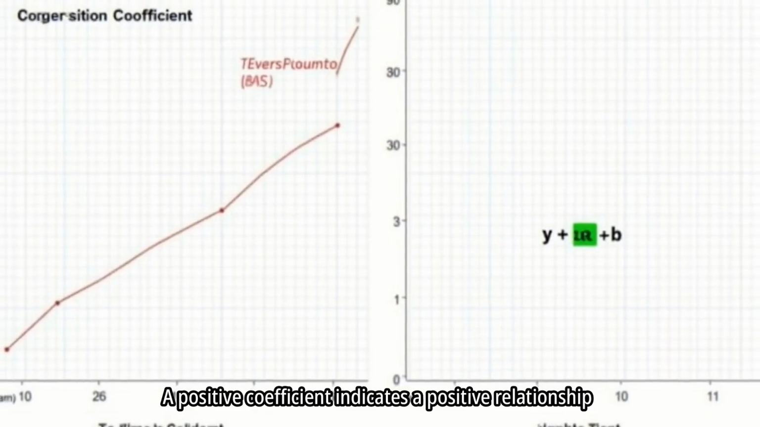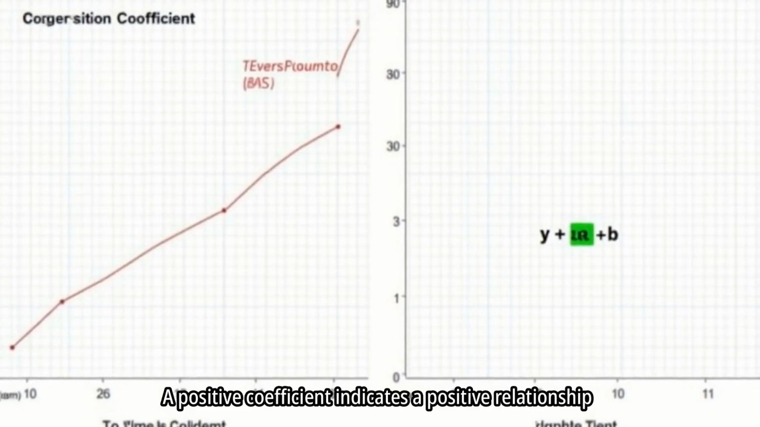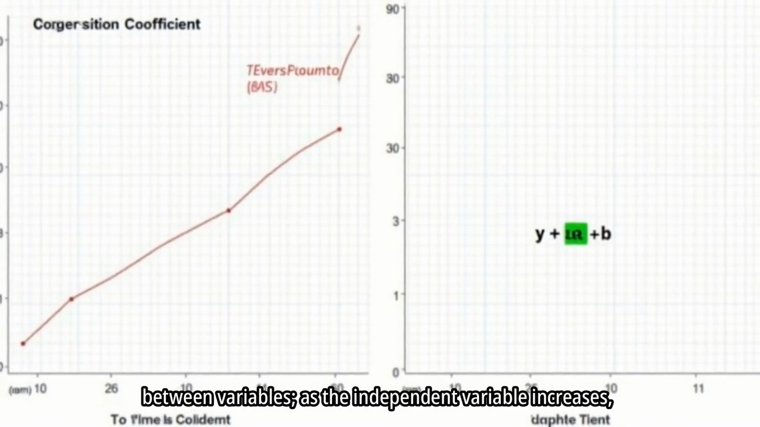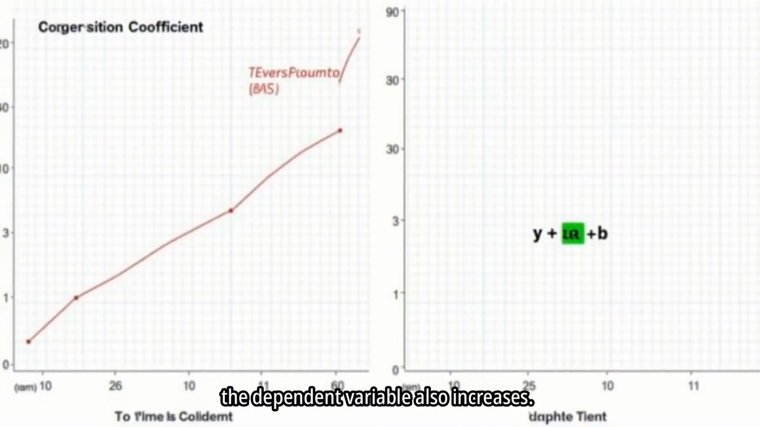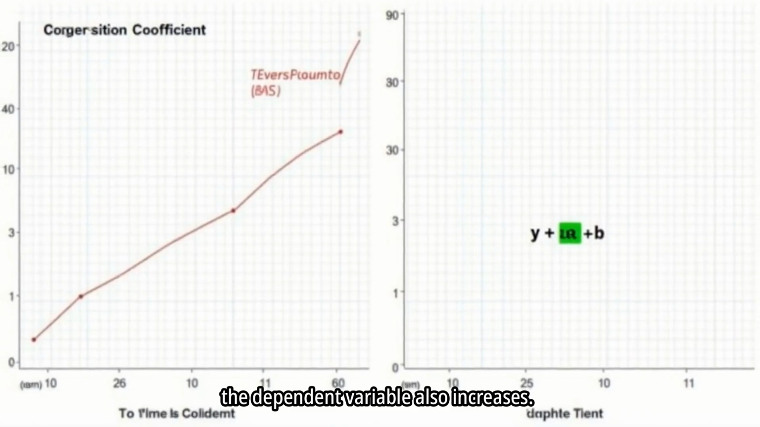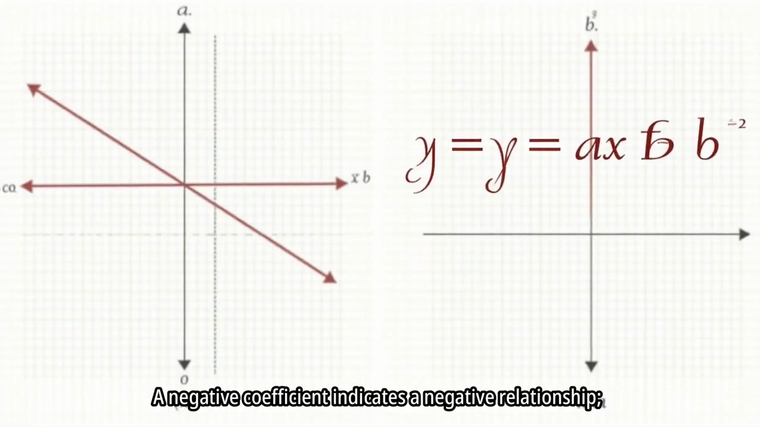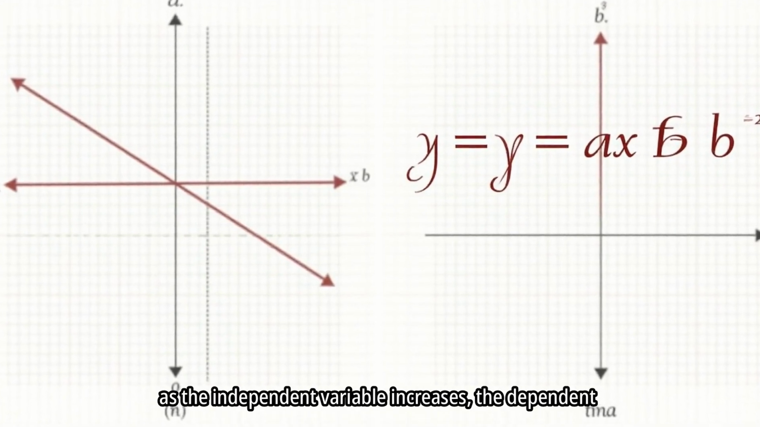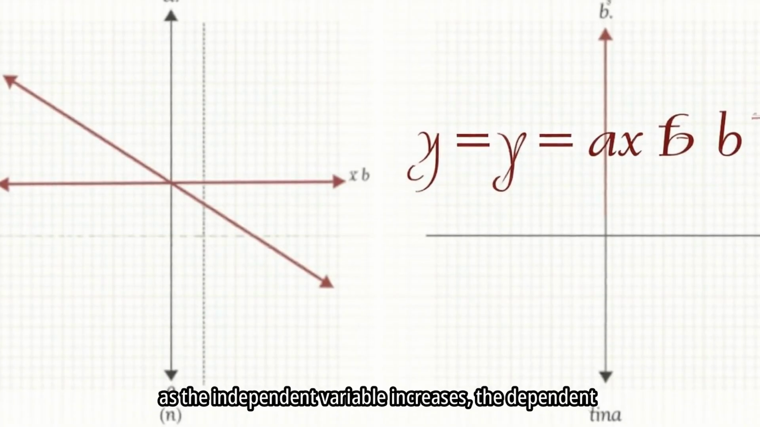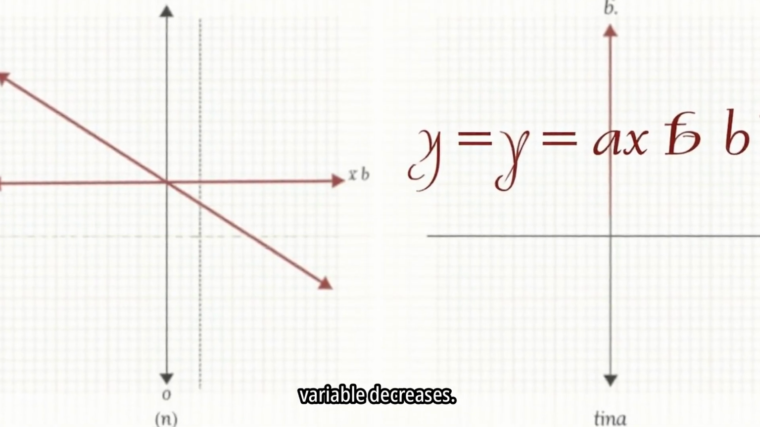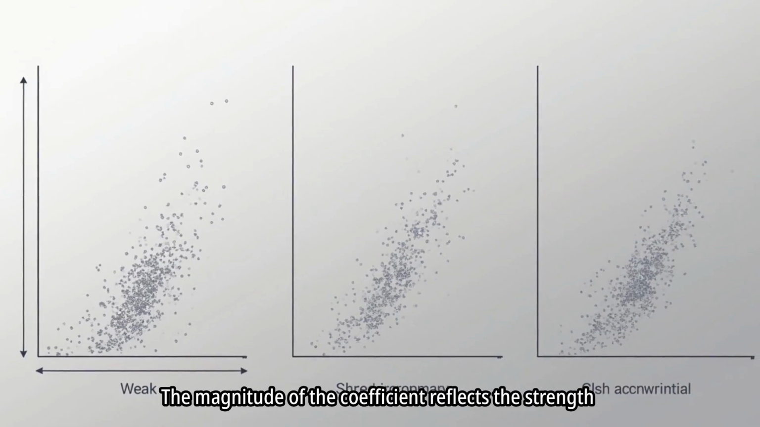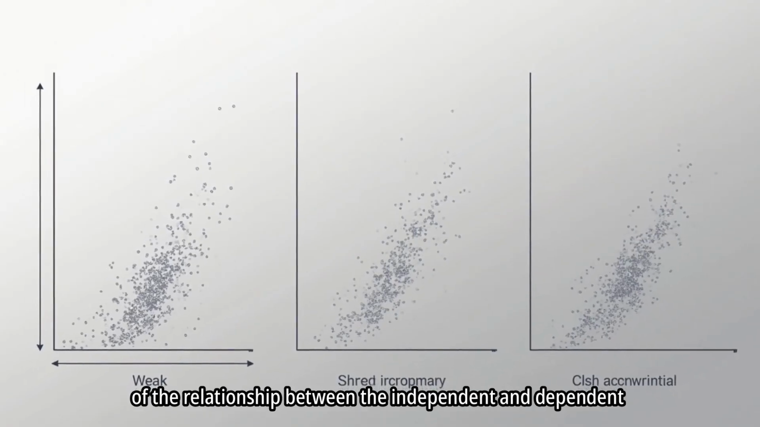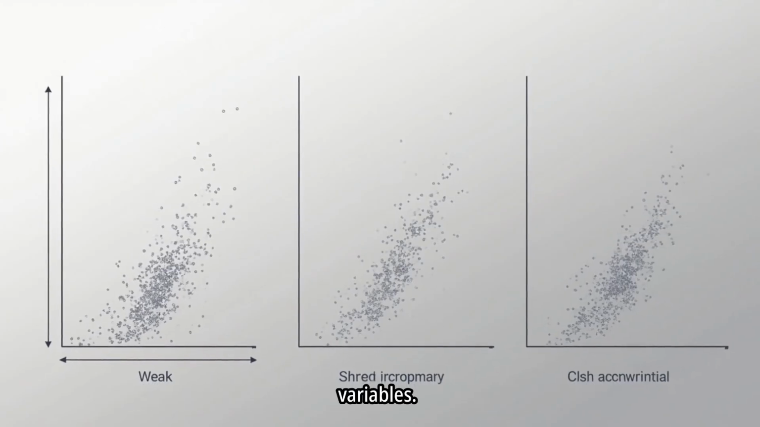A positive coefficient indicates a positive relationship between variables. As the independent variable increases, the dependent variable also increases. A negative coefficient indicates a negative relationship. As the independent variable increases, the dependent variable decreases. The magnitude of the coefficient reflects the strength of the relationship between the independent and dependent variables.